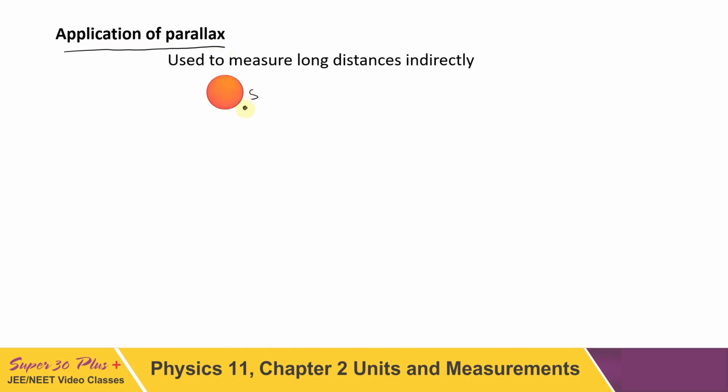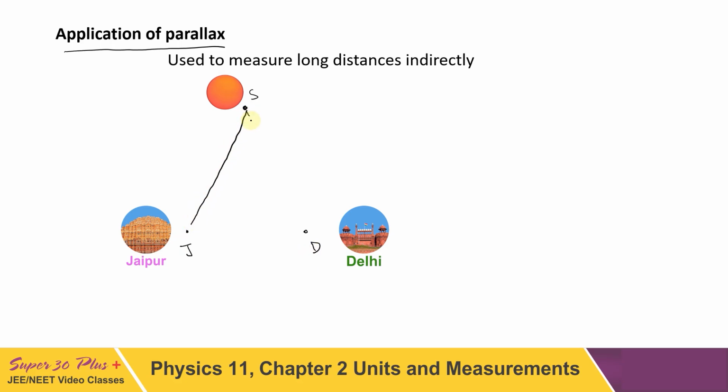So let this be the sun and these are two locations. Let us consider one location is Jaipur, another is Delhi. So from Jaipur, first you are viewing the sun, and again from Delhi. So these two will be line of vision and theta is angle of parallax. Now since these two locations are on earth, so we can write distance between Jaipur and Delhi, always we know the distance. So this D is known thing, and we have to calculate distance of sun from the earth.